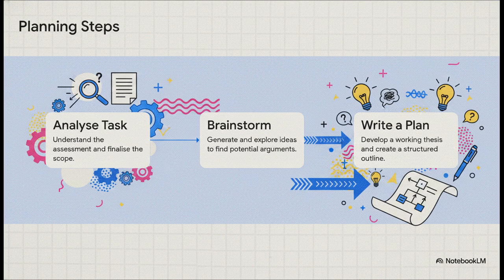Step 1 is analyzing the task. This is where you ensure your work actually answers the prompt. For example, if a prompt asks you to evaluate a historical event, simply describing what happened will absolutely guarantee a bad grade. Analyzing the task prevents you from wasting hours writing beautiful paragraphs about entirely irrelevant information. Step 2 is brainstorming to gather your raw materials. And step 3 is writing the actual plan, which organizes all those materials into a coherent structure.